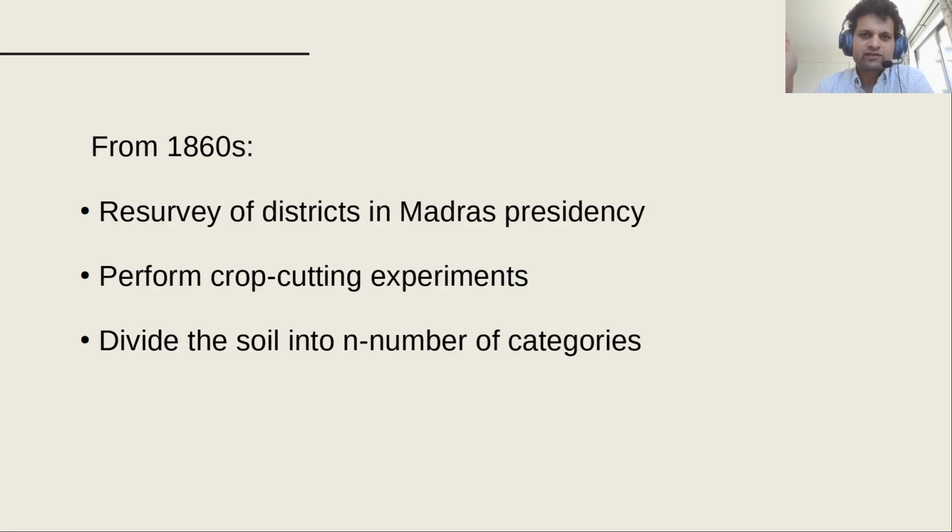So they did what was known as crop cutting experiments. And these are experiments. Anybody who's dealt with science knows the difference between experiments and reality, or between theory and practice. In crop cutting experiments, they took a plot of land and tried to replicate what the farmers were doing, and based on the yield of that plot, they calculated an average yield per acre. And again, the same thing was done: the soil was divided into a number of different categories. So good, bad, average, red, black, and so on and so forth.